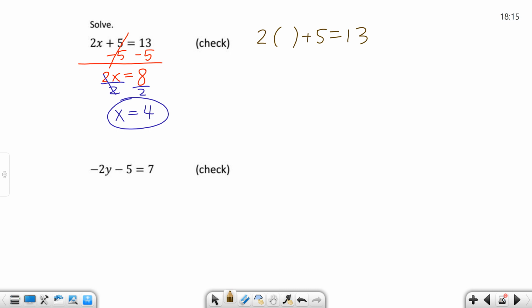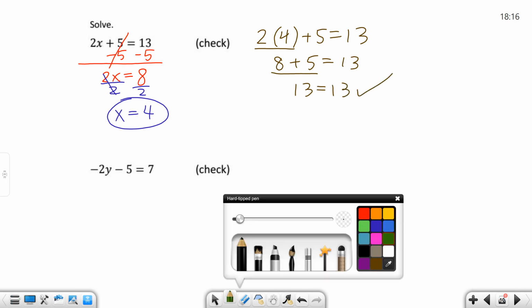All right? So then 2, and then we're going to plug in x is 4 right here. We're going to plug it in for that. So we're going to say 2 times 4. So then 2 times 4 is 8 because we're going to multiply before we add. 8 plus 5 equals 13. We're bringing down the plus 5 equals 13. We're going to add the 8 plus 5. That's 13 equals 13. Guess what? Checks out. Boom. It's good.